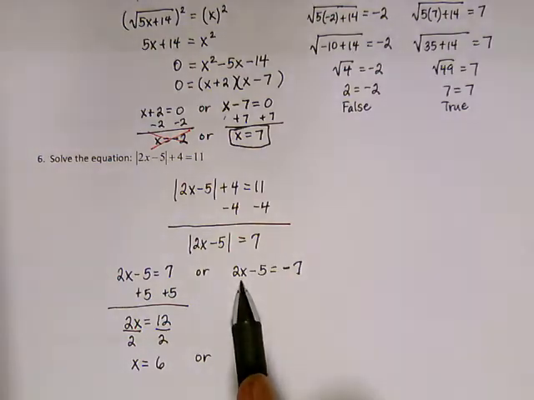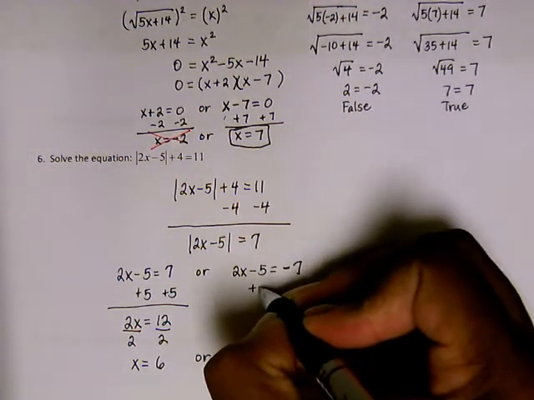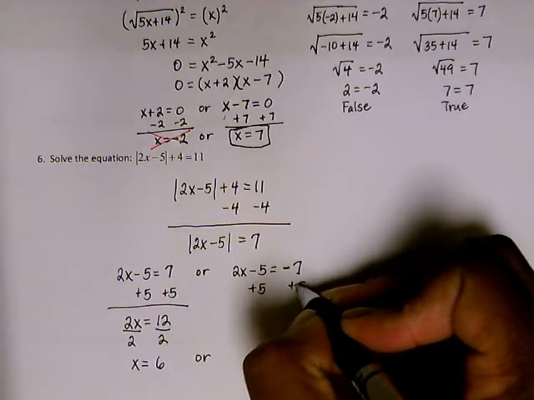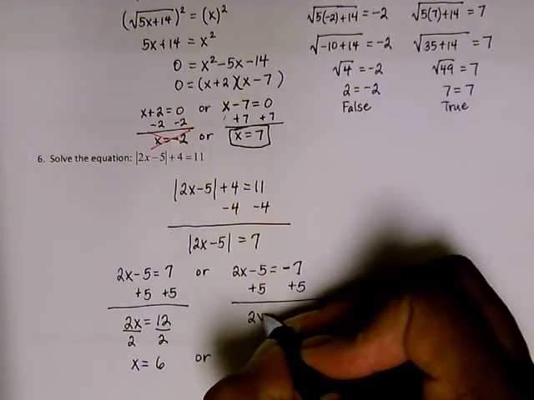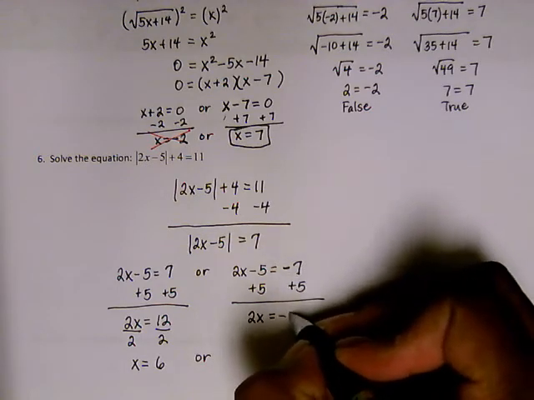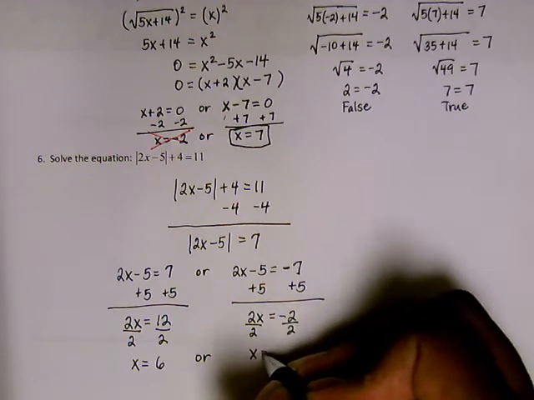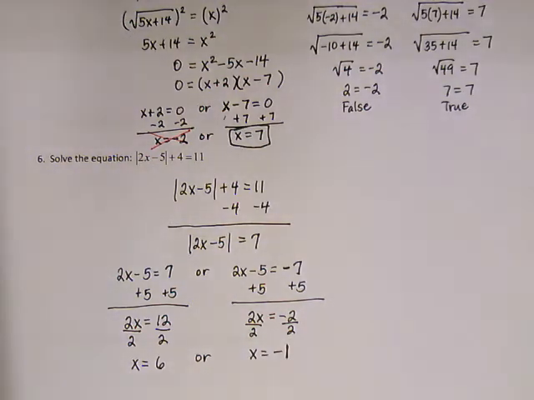And for the other solution, this is going to come from 2x minus 5 equal to negative 7. So here if you add 5 to both sides, that means 2x is equal to negative 7 plus 5, which is negative 2. Divide by 2. x is equal to negative 1. So in this case here, x equals negative 1 and x equals 6 are the two solutions to that absolute value equation.